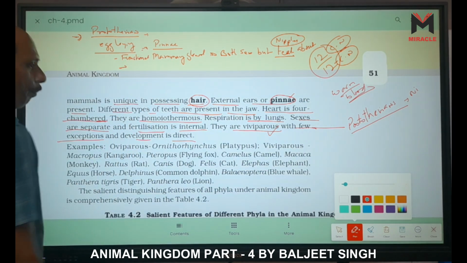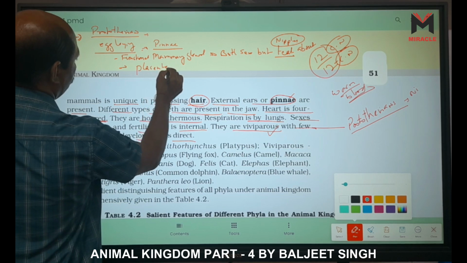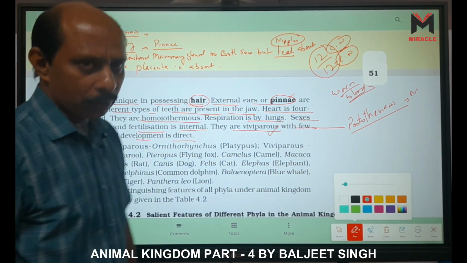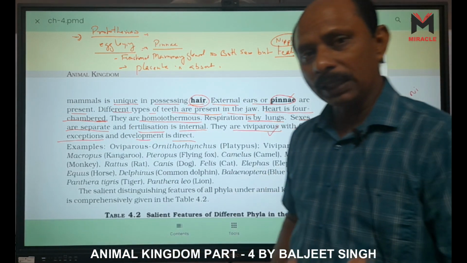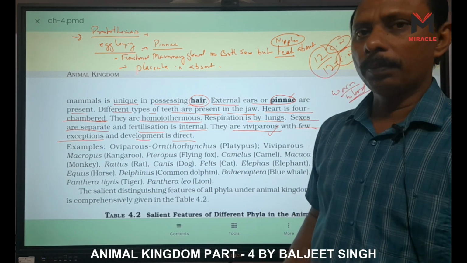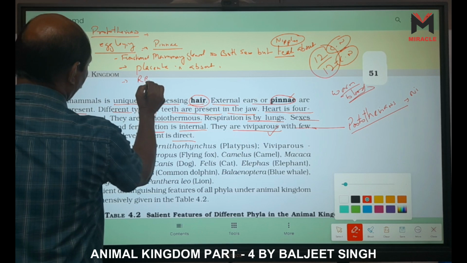Third one here, placenta is also absent. Diaphragm is present only in mammals. Diaphragm is absent in case of aves. Diaphragm is absent in case of reptiles, right? Mammals, one another characteristic is their RBC.